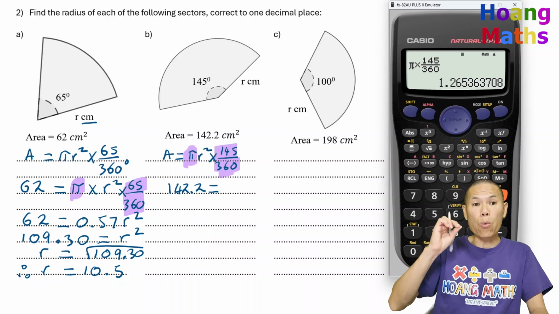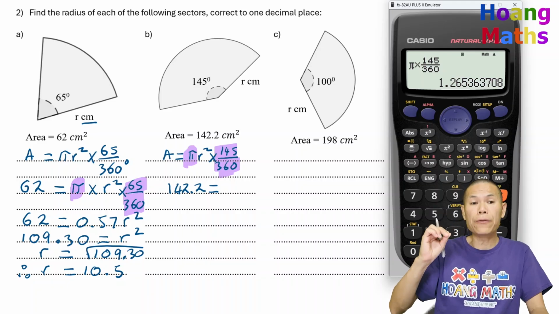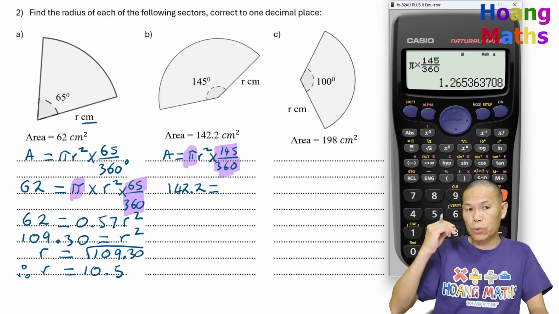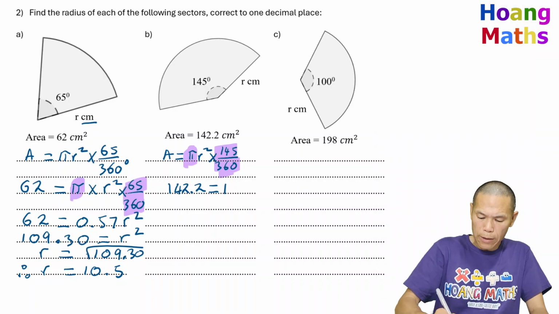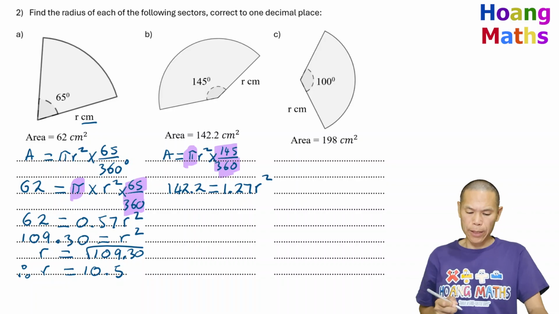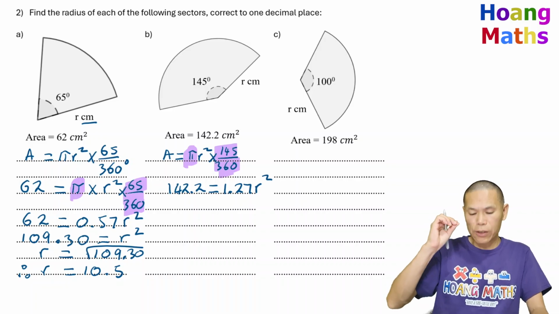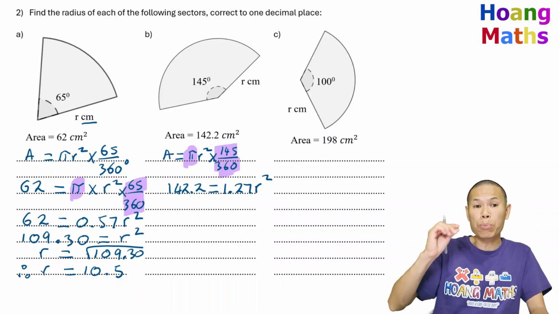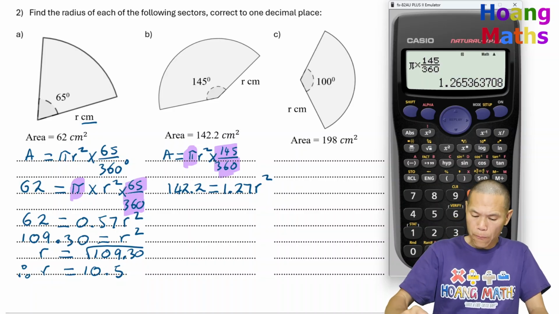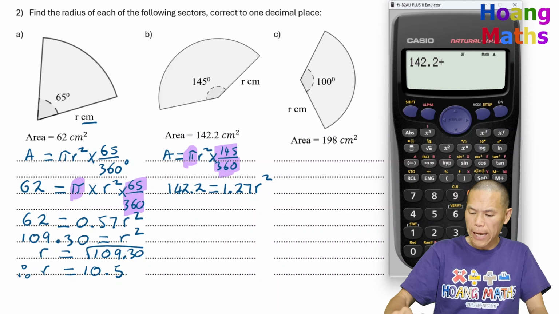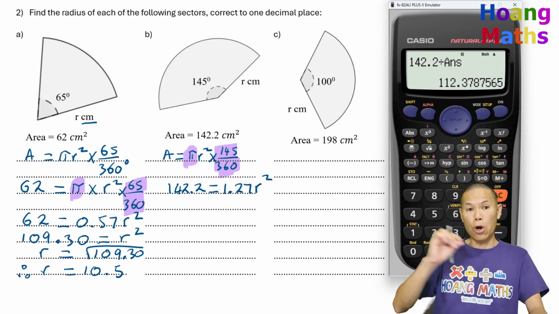So there you go, 1.265. So 1.27 we do for now. So 142.2 equals 1.27 r squared. So now I just need to divide both sides by 1.27. So I just go 142.2, we just divide by the answer. That will give me the whole lot.